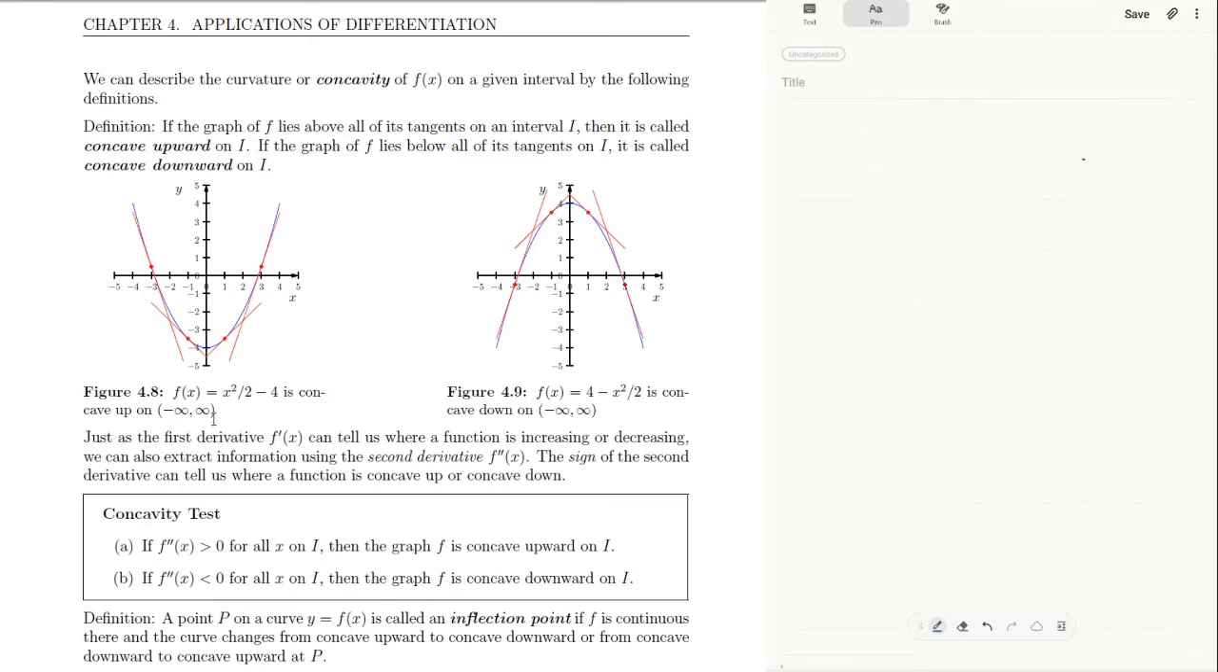Well, just like the first derivative will tell us where the function is increasing or decreasing, the second derivative will tell us when the function is concave up or concave down. And so what we look at is called the concavity test. If the second derivative is positive on an interval, then the graph of the function is concave up. And if the second derivative is negative on the interval, then this tells us that the function will be concave down.